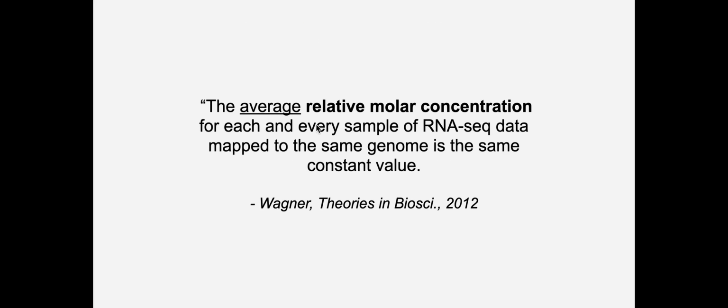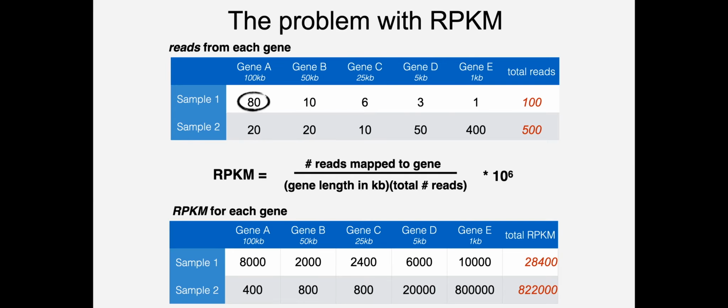The average relative molar concentration for each and every sample, if it's mapped to the same reference genome, should be the same, right? If we think of that reference FASTA file as our pot, our bucket, and we map reads to that bucket, the total bucket size should be the same. So if we look at this now, this was that original reads mapping and our RPKM estimates from those.